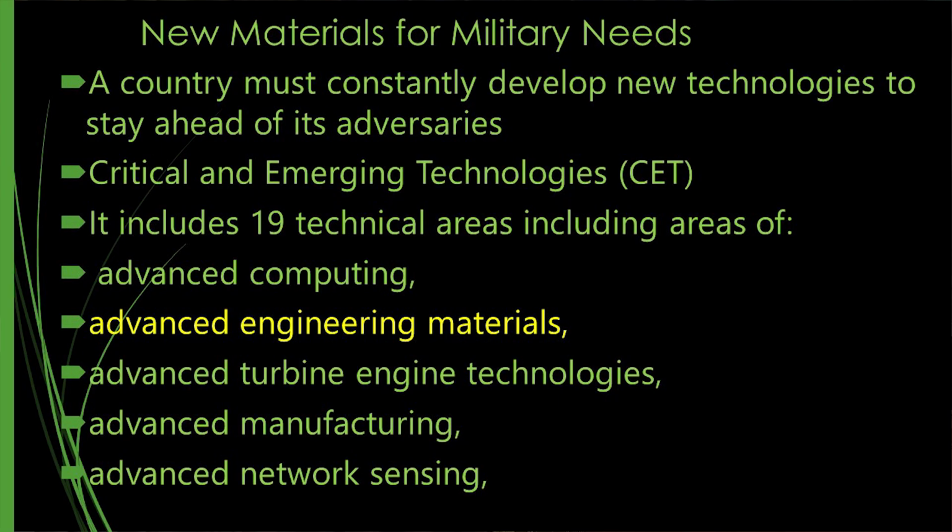A country must continue to develop new technologies to stay ahead of its adversaries. It means, if we are living in Asia, we have to see what changes in new materials are taking place in India, in China, and among the people around us. Critical and emerging technologies, we have to discuss that: advanced computing, advanced engineering materials, I pointed that out, advanced turbine engine technologies, advanced manufacturing, advanced network sensing. Now, the new emerging technologies need innovative materials.